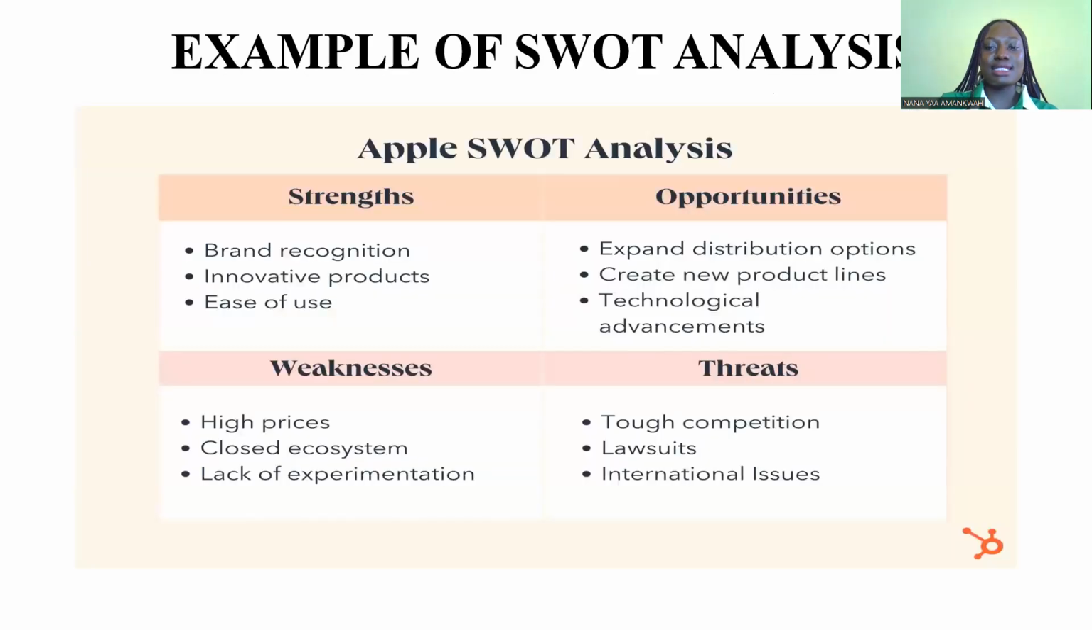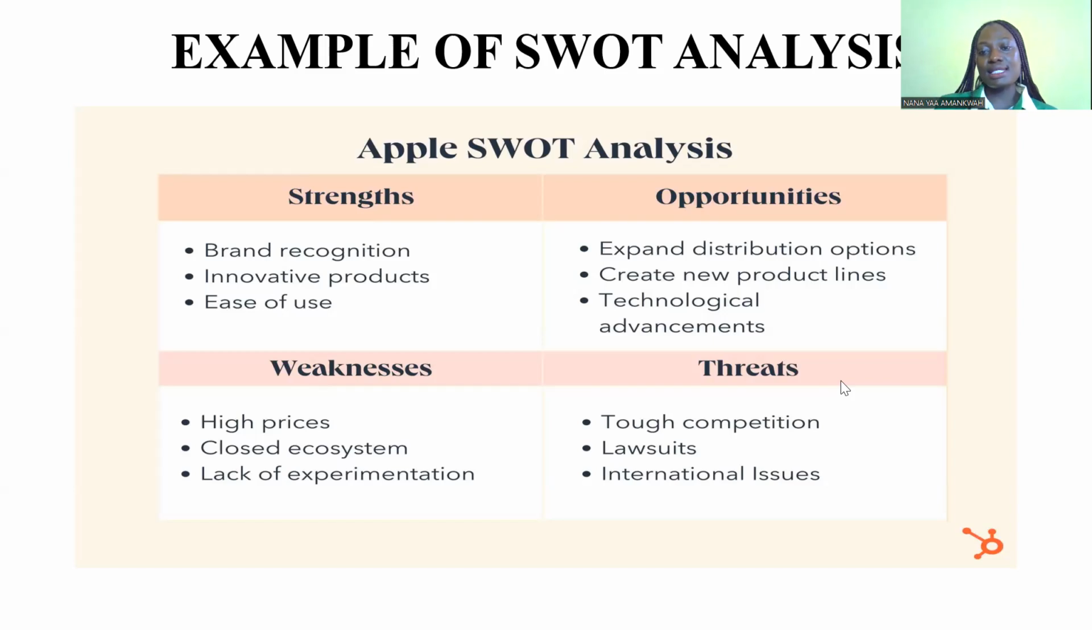So we want to quickly take an example of a SWOT analysis that was conducted by Apple. Apple says that its strengths are brand recognition, innovative products, and ease of use. And then their weaknesses are high prices, closed ecosystem, and lack of experimentation. Good. Now, their opportunities are expand distribution options, create new product lines, and technological advancement.